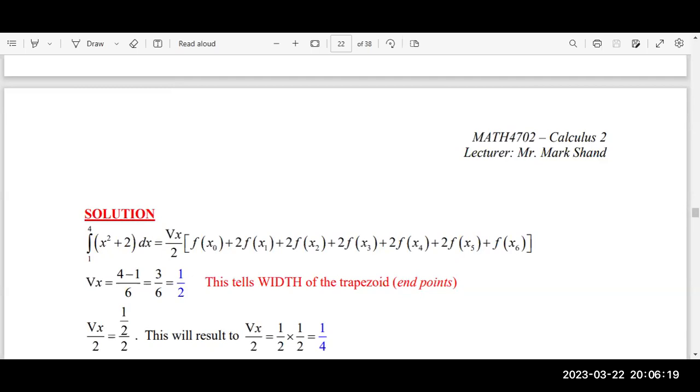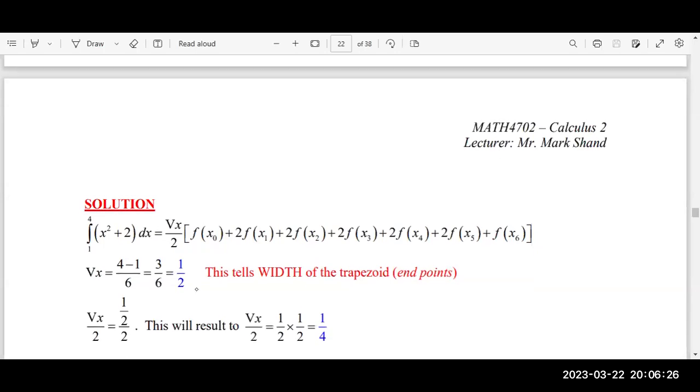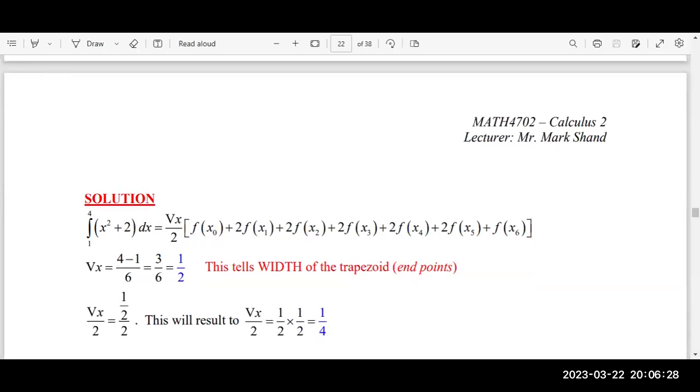Then we know that the width is going to be divided by 2. So this 1/2 is going to be divided by 2. 1/2 divided by 2 is going to be 1/4, because when you divide fractions, remember this 2 is over 1. So it's going to be 1/2 multiplied, instead of 2 over 1, by 1 over 2, because we have to invert the bottom one. So it's 1 over 2 multiplied by 1 over 2.